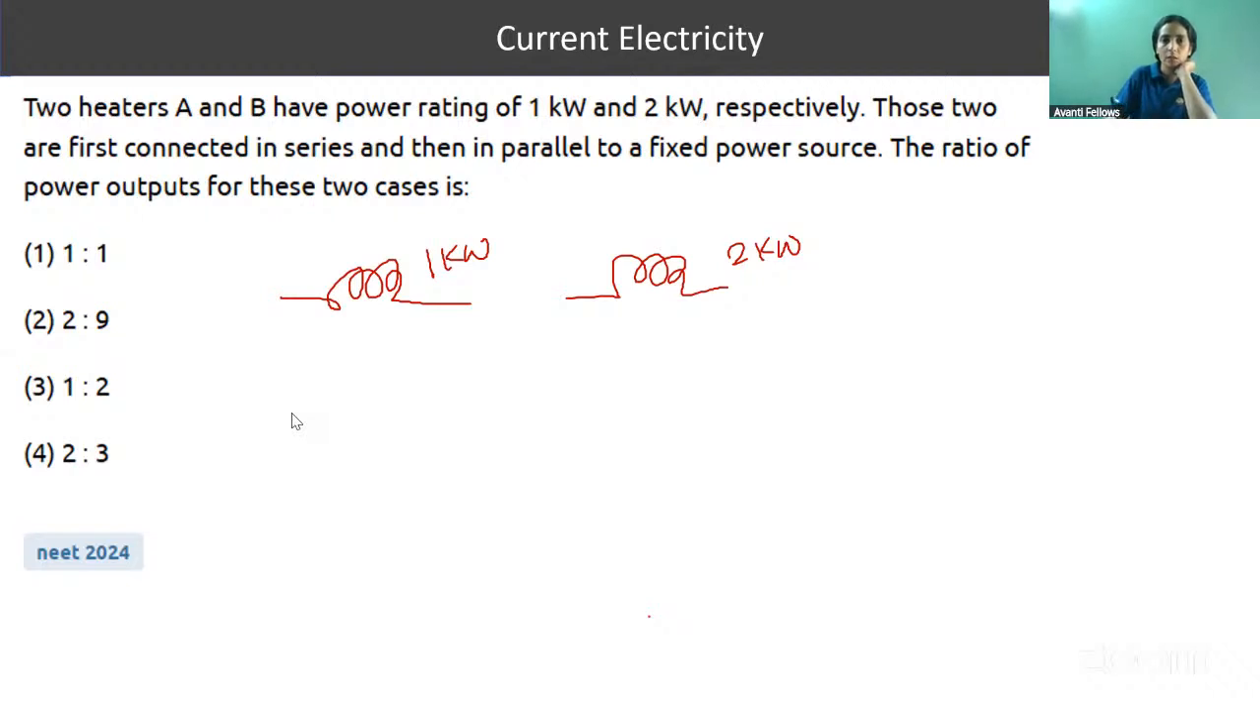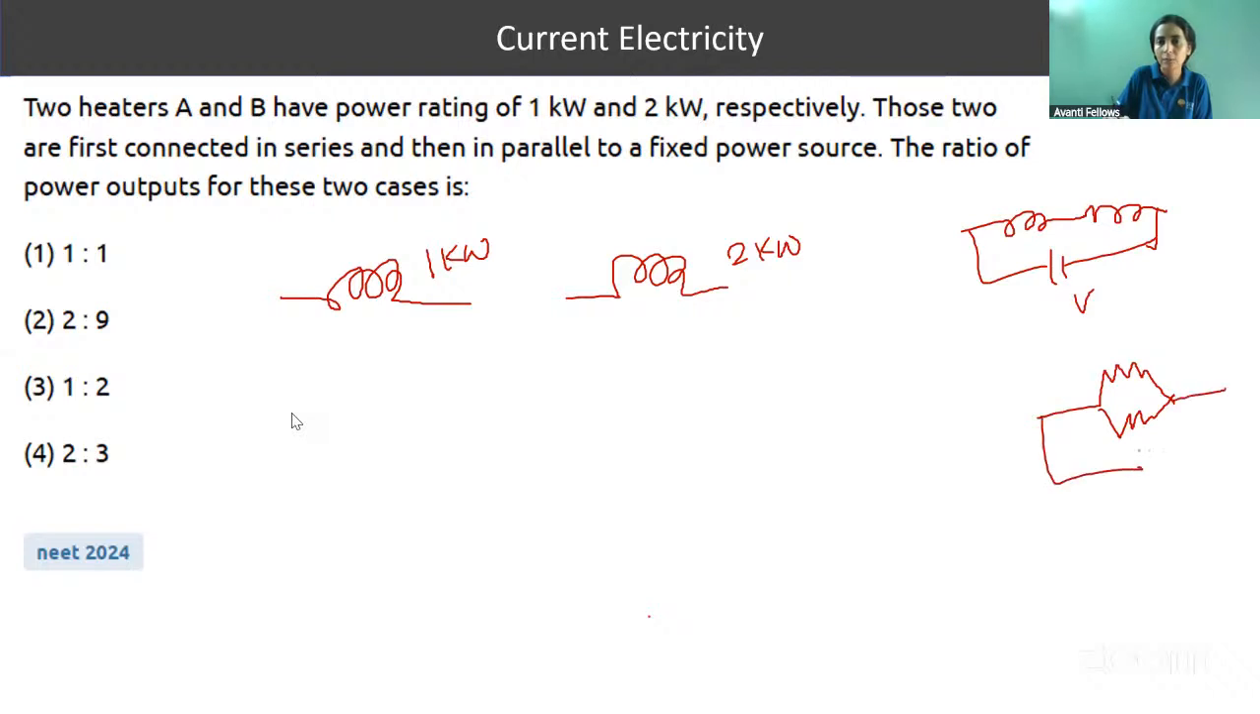Yes, Shruti, correct. ठीक है. तो हमने क्या किया? फर्स्ट इन दोनों को सीरीज में कनेक्ट कर दिया, यानी कि एक बार ये दोनों ऐसे दिख रहे हैं, दे आर कनेक्टेड टू द सेम बैटरी सोर्स बी, एंड इन अनदर केस these two are connected in parallel and then connected to the same battery. ठीक है, we are asked what ratio power output for these two cases.